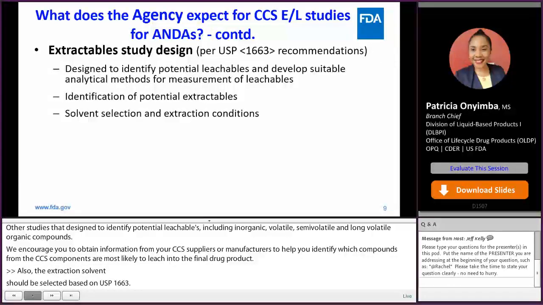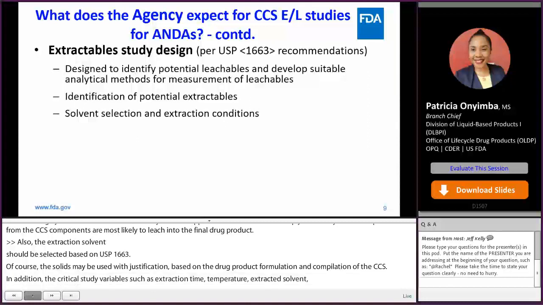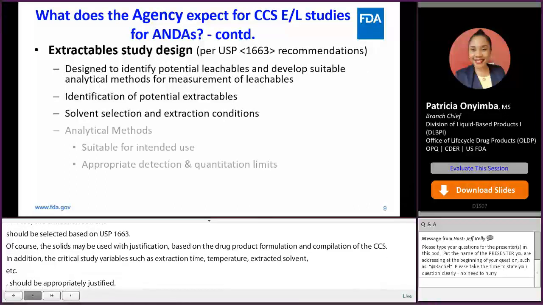Also, your extraction solvents should be selected based on USP 1663. And of course, other solvents may be used with justification based on the drug product formulation and composition of the CCS. In addition, the critical study variables such as extraction time, temperature, volume of the extracting solvent, etc. should be appropriately justified. Your analytical methods should be suitable for their intended use with appropriate detection and quantitation limits.